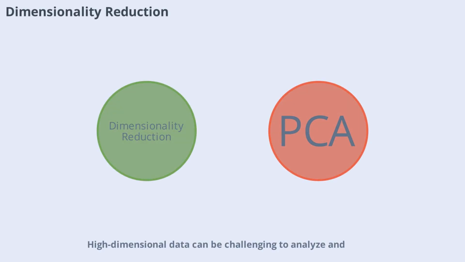High-dimensional data can be challenging to analyze and may lead to overfitting in machine learning models. Dimensionality reduction techniques such as principal component analysis (PCA) help reduce the number of features while retaining essential information. This process simplifies your data, speeds up computations, and can improve model performance. It's especially useful when dealing with large datasets with many variables.